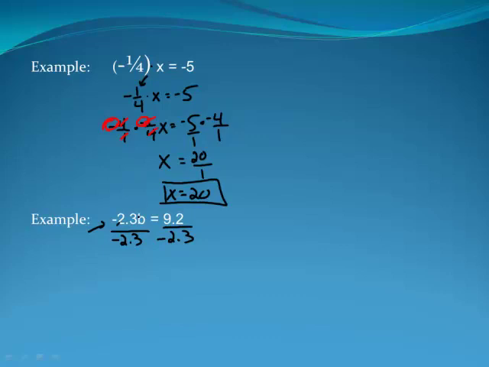Left-hand side, negative divided by negative is a positive. 2.3 divided by 2.3 is 1, and a +1 times b is simply b. Right-hand side, and this is probably a calculator problem, a positive 9.2 divided by a negative 2.3 leaves you with a negative 4. And that's your final answer. You would want to put that back in the original problem to check it.